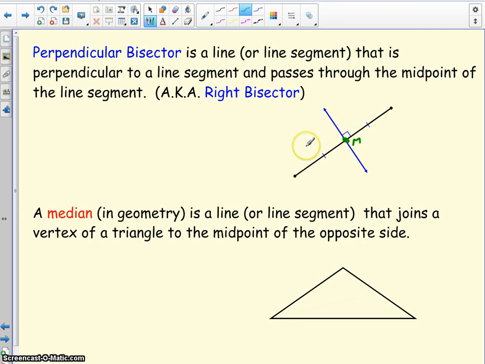Okay, so it bisects, cuts it in half, and at a 90-degree angle. So you might see it called a right bisector sometimes because it's a little bit easier to say than perpendicular bisector.